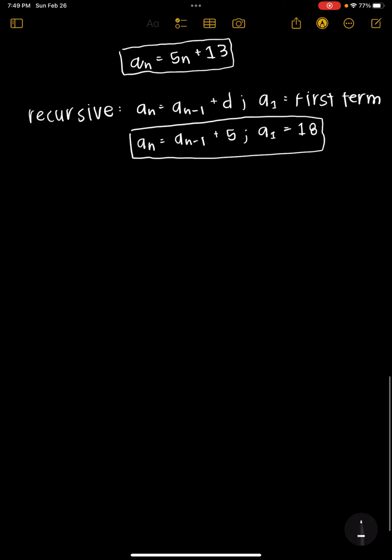Let's do one more example with that. So the last example, the fourth example, has the sequence 10, negative 1, negative 12, negative 23, and so on. Once again, we're going to find the common difference first because that's going to make it easier to find those two formulas.